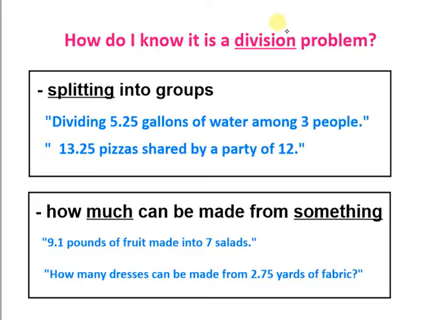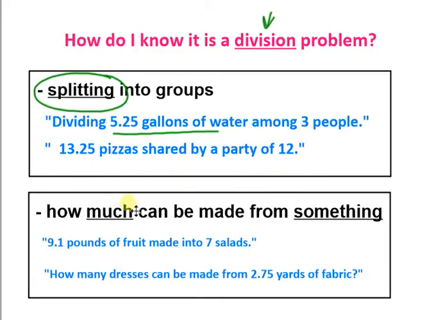So how do I know, first of all, if it's a division word problem? We're going to look for the same things that we looked for when we did fractions with division word problems. The first thing we're going to look for is, are we splitting something into groups? For example, dividing 5.25 gallons of water among 3 people, or 13.25 pizzas shared by a party of 12.